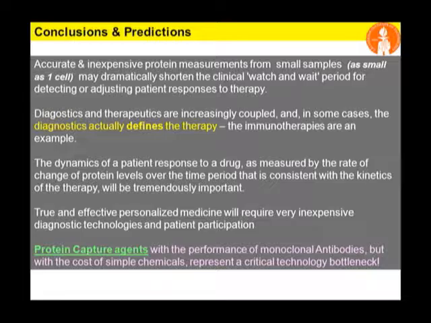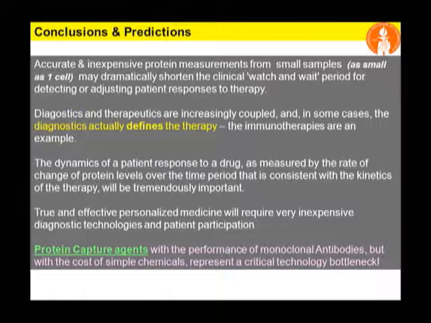Okay, I'm going to conclude here with a few conclusions. I've tried to give you an idea that there are technologies coming around that are going to allow us to make highly informative diagnostic measurements for a relatively modest price, on even things as small as one cell. The goal is either to dramatically shorten the clinical watch-and-wait period, so we don't wait 10 weeks before taking a terminally ill patient and changing the therapy, but instead wait just a few days, or to actually define the therapy regimen by doing continuous feedback with really informative diagnostic measurements.